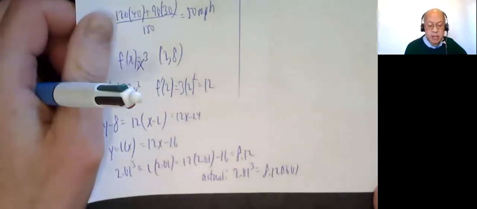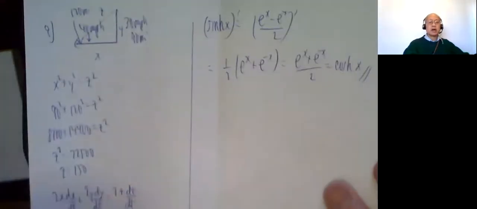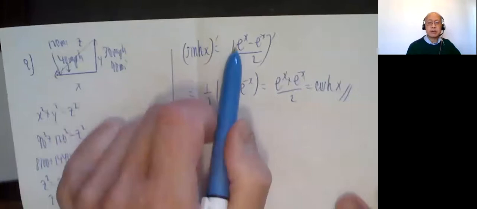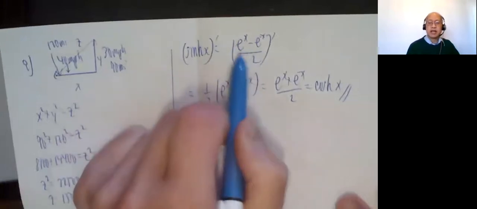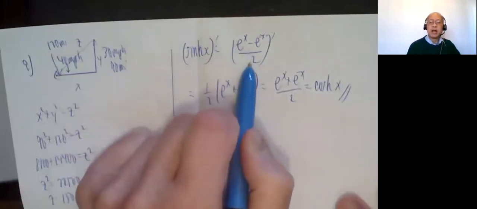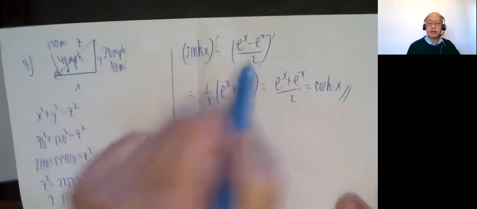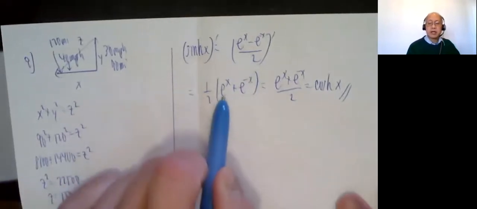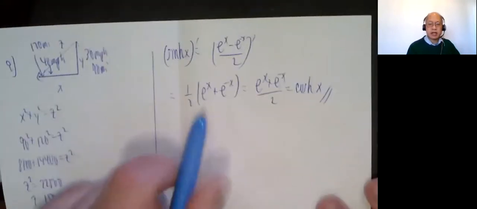Number 10, prove that the derivative of sinh x is cosh x. So sinh x, by definition, is e to the x minus e to the negative x, divided by 2. I could use the quotient rule, but it's a lot easier to factor out the 2 and make it 1/2 times e to the x minus e to the negative x.